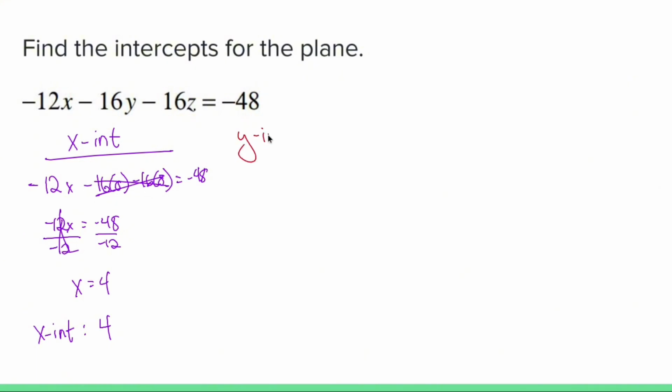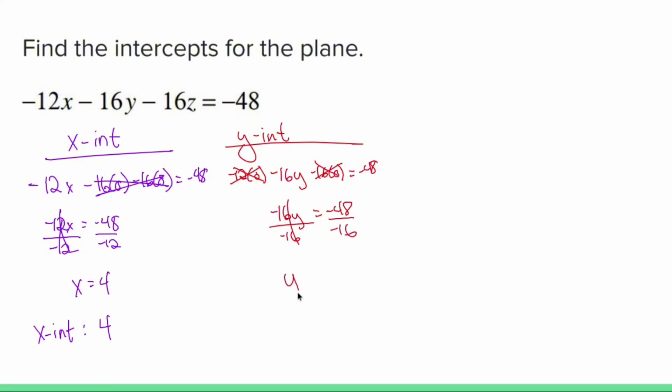The y-intercept is going to have me writing this out and replacing x with 0 and z with 0. So -12 times 0 minus 16y minus 16 times 0 equals -48. Those terms go away. -16y equals -48. Divide both sides by -16. And y is going to equal +3, which means my y-intercept is going to be +3.